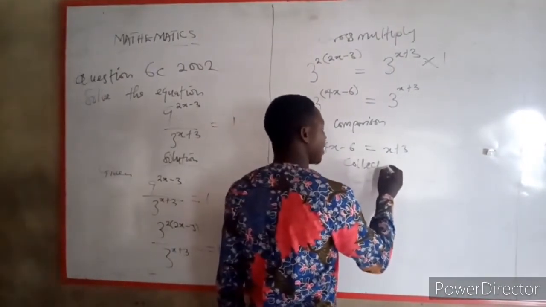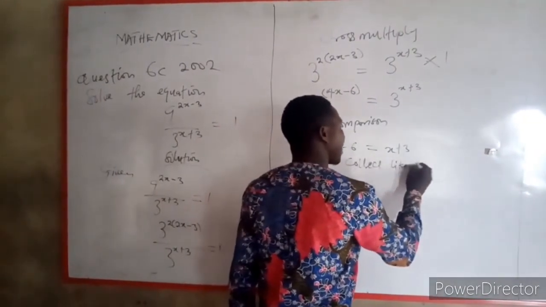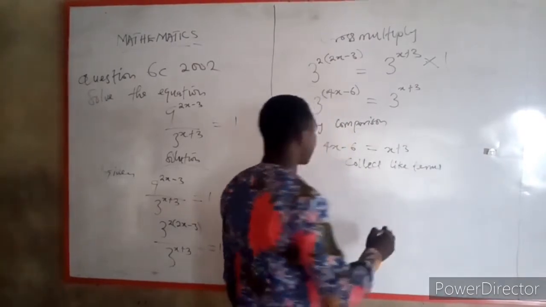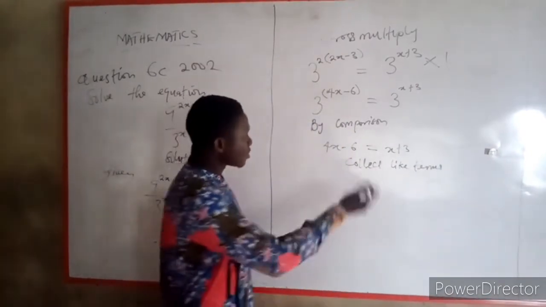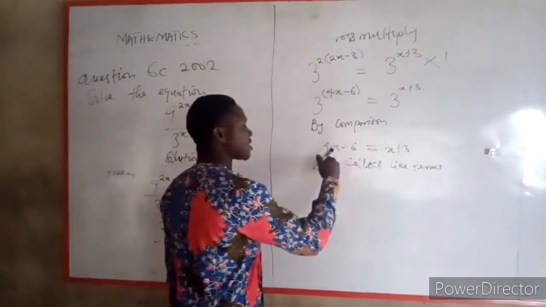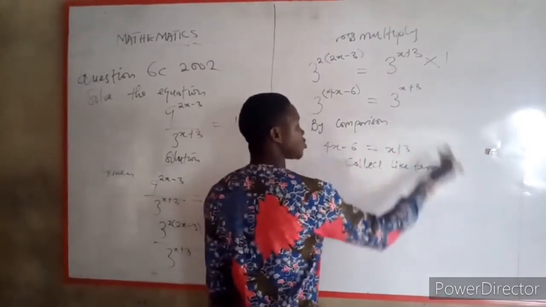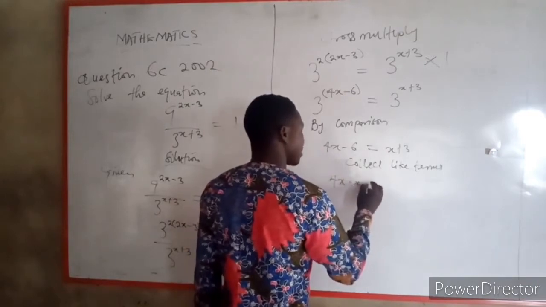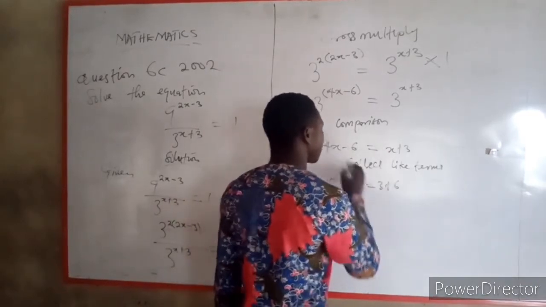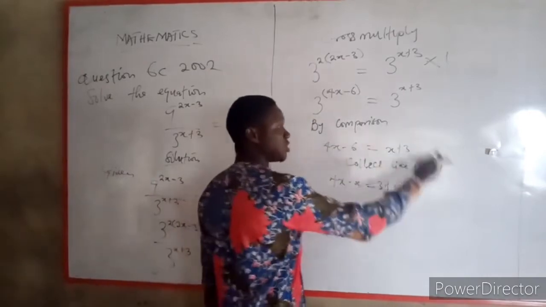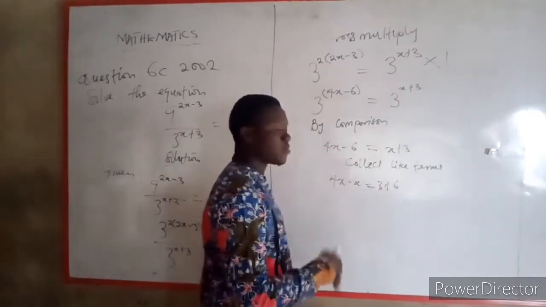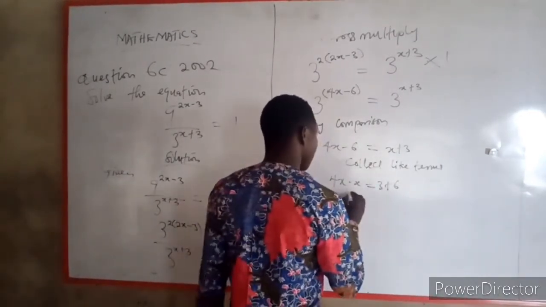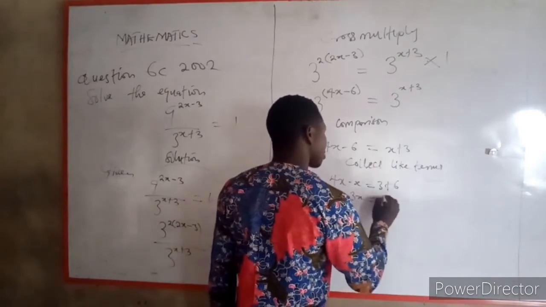Collect like terms, okay? So x will come, and means 4x minus 6 will go to the right hand side. So this becomes 4x minus x equal to 3 plus 6, because the negative sign crossing to the right hand side, crossing the equation sign, becomes the positive sign. So this will give me 3x equals to 9, right?